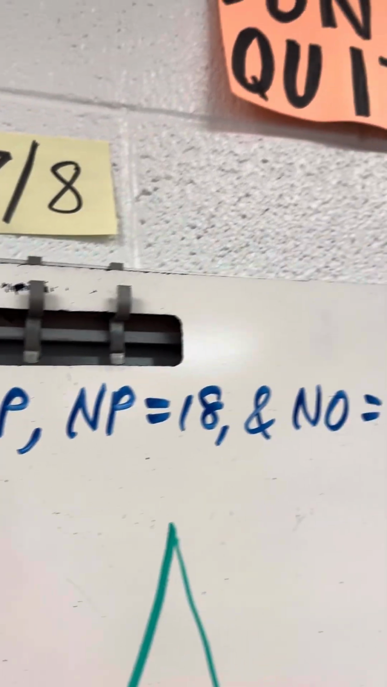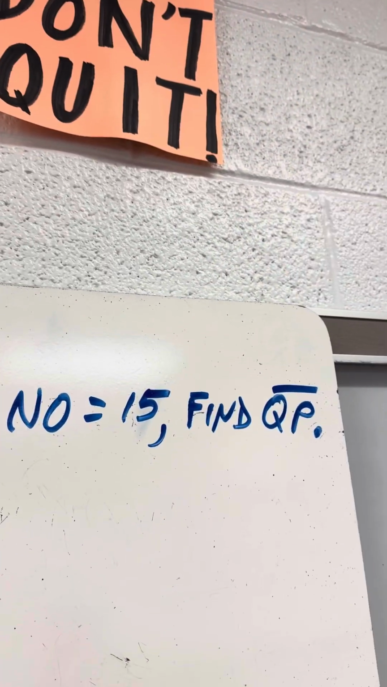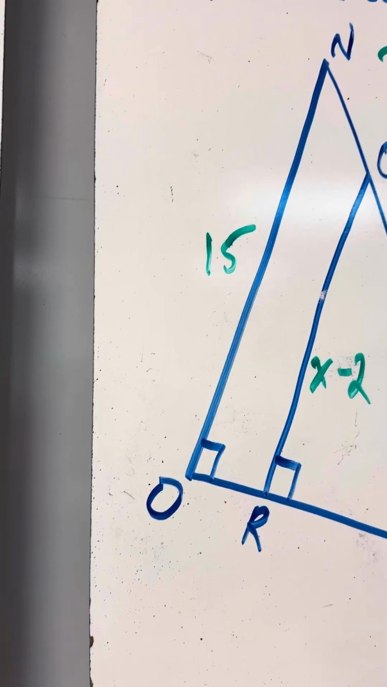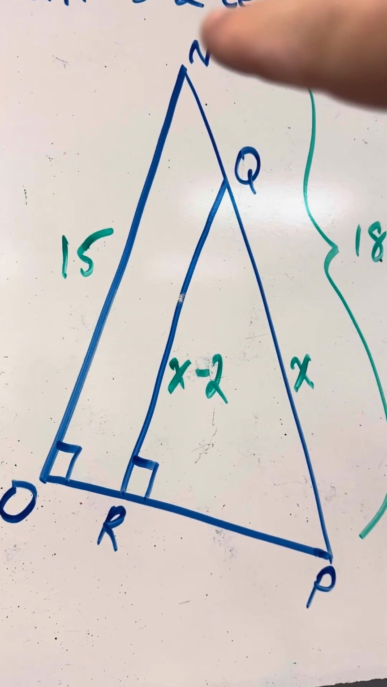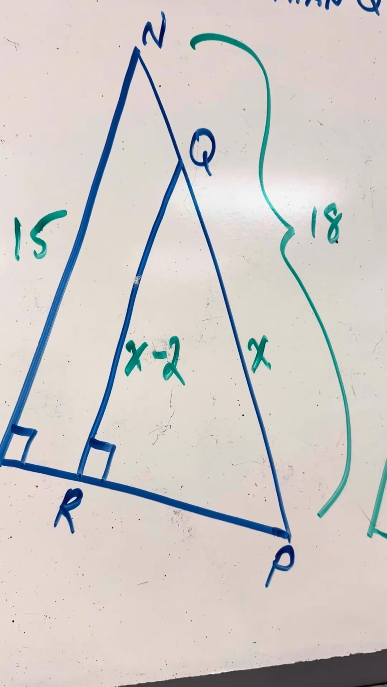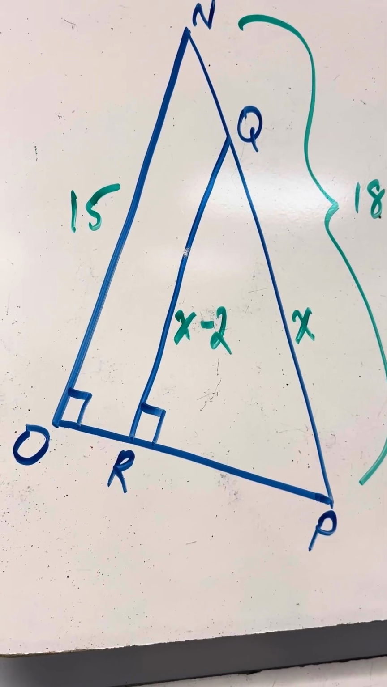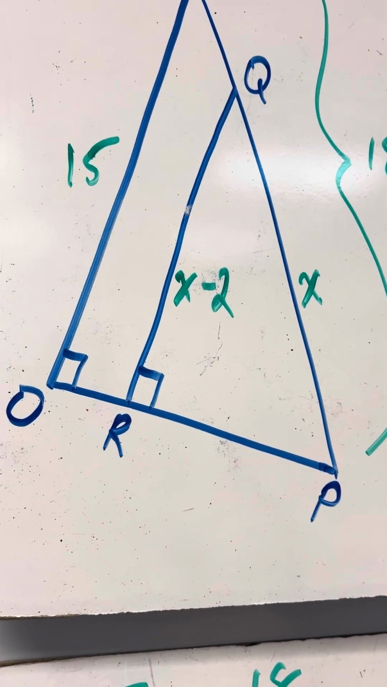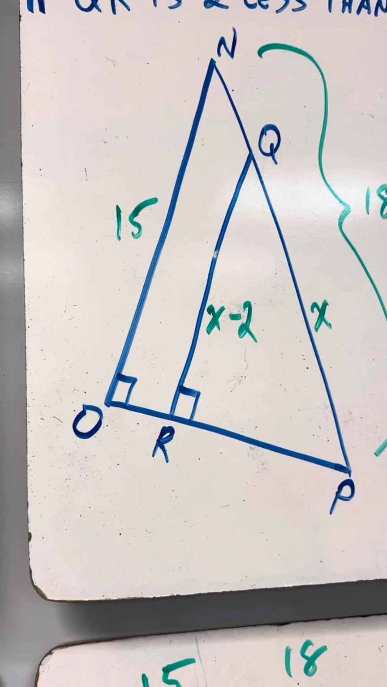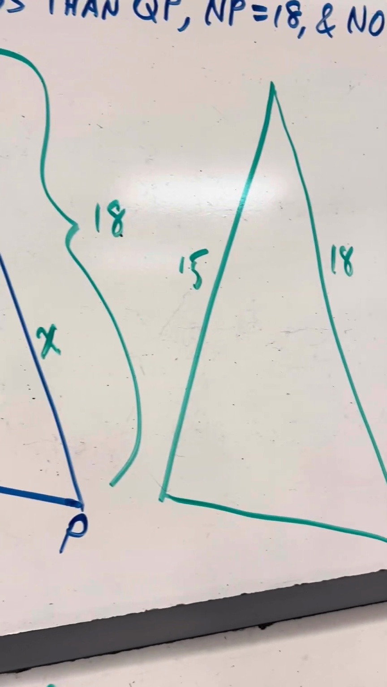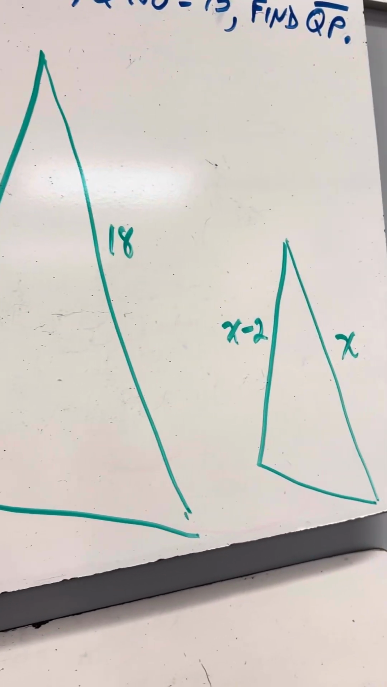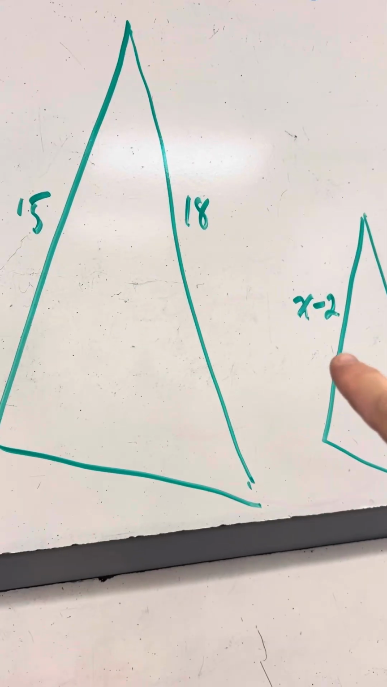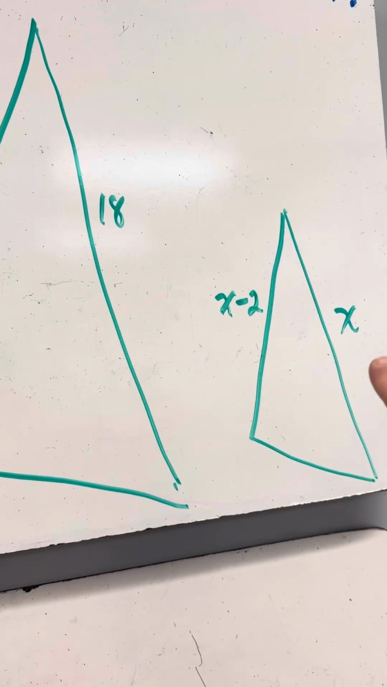NP is 18, NO is 15, find QP. All right. NO is 15, N to P is 18, and we're going to find QP, X. So again, we're going to separate the triangles, the bigger one and the smaller one. I'm going to do 15 is to X minus 2 as 18 is to X.